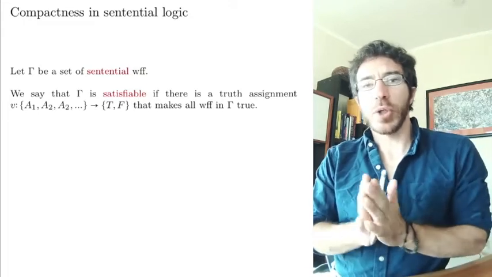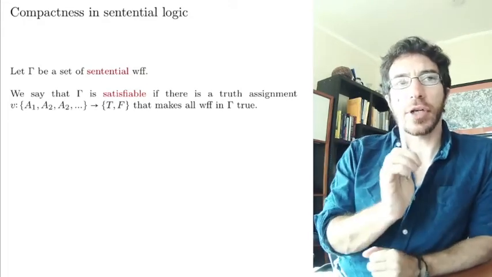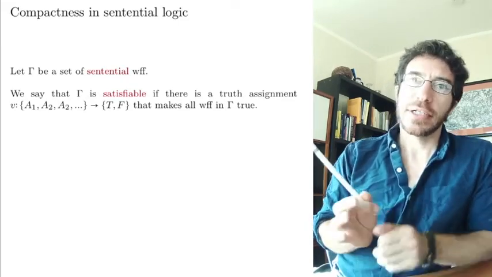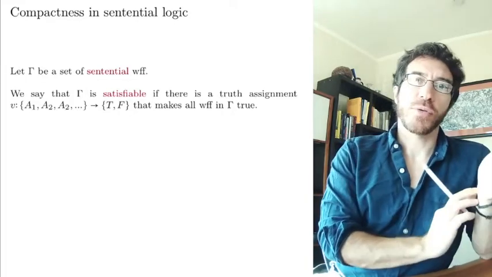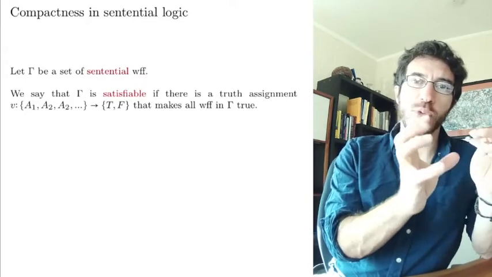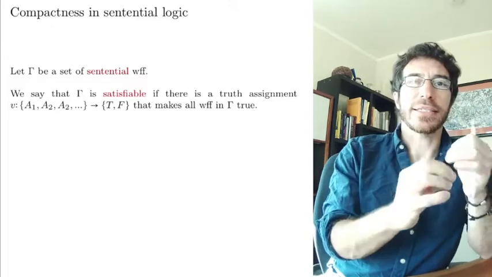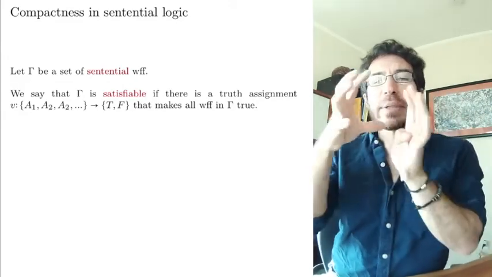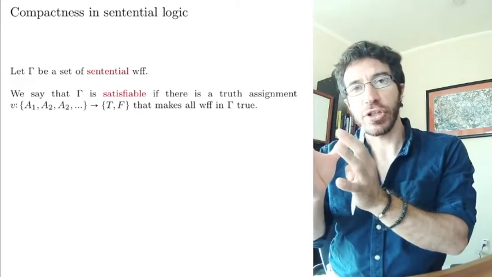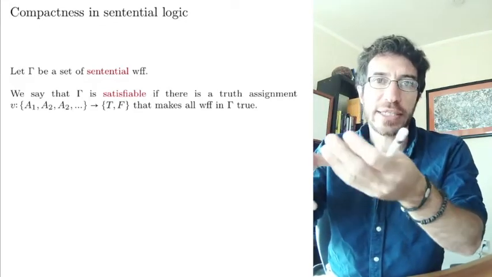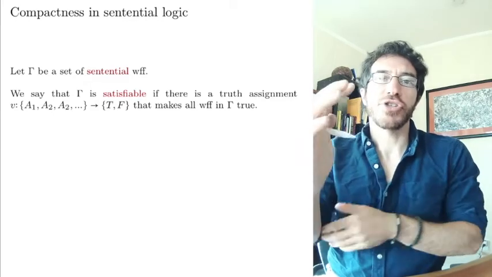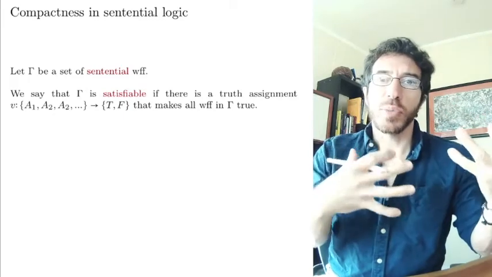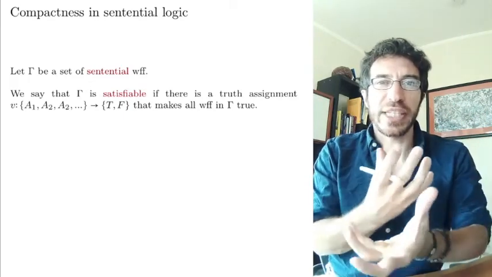Welcome everybody. So this week we're going to be looking at compactness in sentential logic. So remember, sentential logic is the logic we saw at the beginning of the course where the basic building blocks were seen as sentences or propositions. So the basic building blocks were what then became atomic formulas in first order logic, which had actually more inner structure. In propositional logic, these basic blocks were just these variables A1, A2, A3, which could be either true or false, but they have no inner structure.